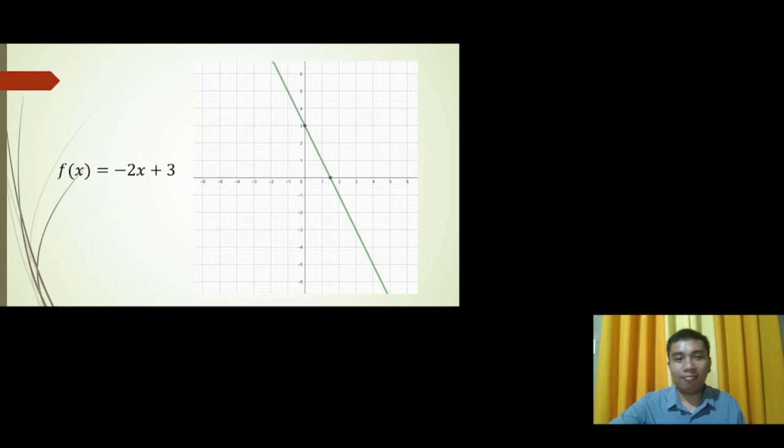Okay, I hope that you have the same answer with me. Let's try to check. So f of x equals negative 2x plus 3. This is the answer. Do you have the same answer with me? I hope so. Congratulations. But I want to have another example right now. Let's go to GeoGebra.